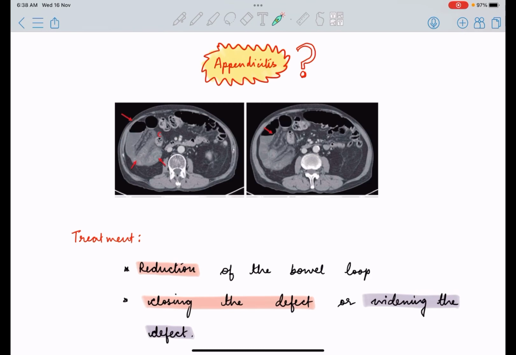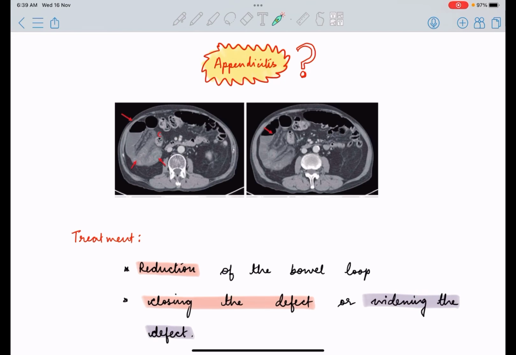So, therefore, the symptoms and the signs can be suggestive of an appendicitis, because when the loop of bowel herniates to the right iliac fossa, if it strangulates or if there is any inflammation going on, then it can give rise to pain, tenderness and guarding in the right iliac fossa. Therefore, appendicitis is an important differential diagnosis.